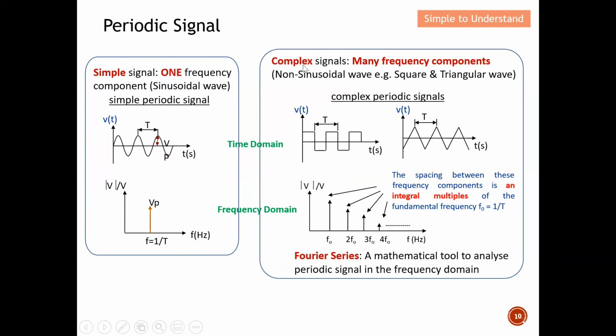As for a complex signal, like what I mentioned, they contain more than one frequency component, or many frequency components. For example, we have the square wave, the triangular wave, and the sawtooth wave. They are lumped under complex periodic signals. In the frequency domain, you will be able to see that they are represented by many frequency components. And the spacing between the frequency components is simply an integer multiple of the fundamental frequency.